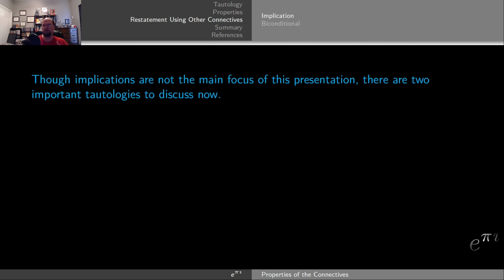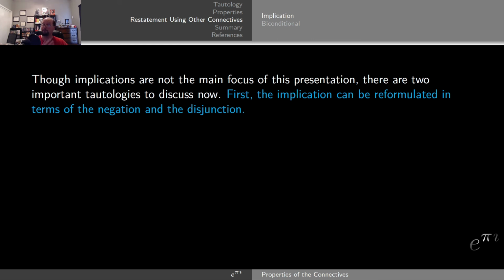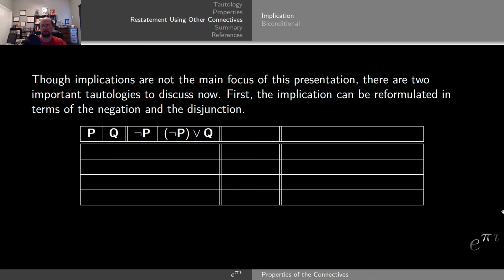Though implications are not the main focus of this presentation, there are two important tautologies that should be discussed now. First, the implication can be reformulated in terms of a negation and the disjunction. Specifically, take P and Q.